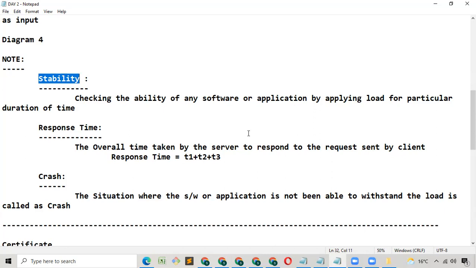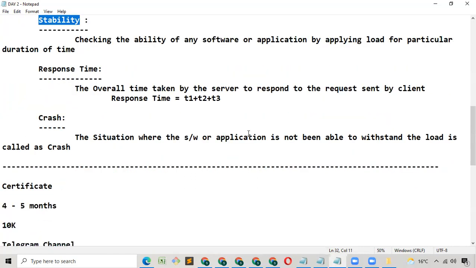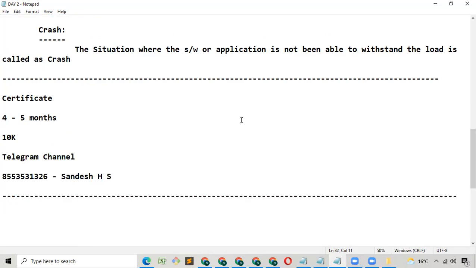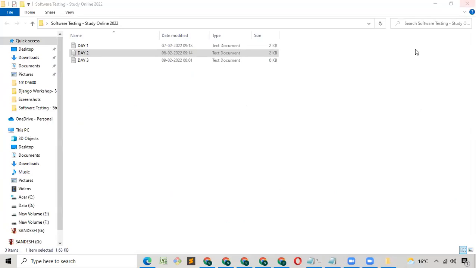What is response time? T1, T2, T3. That means the overall time taken by the server to respond to the request sent by the client. What is crash? It's a situation where the software or application is not able to withstand the load sent as an input. This particular situation is called what? Crash. All these things are not required now. Let me close this.